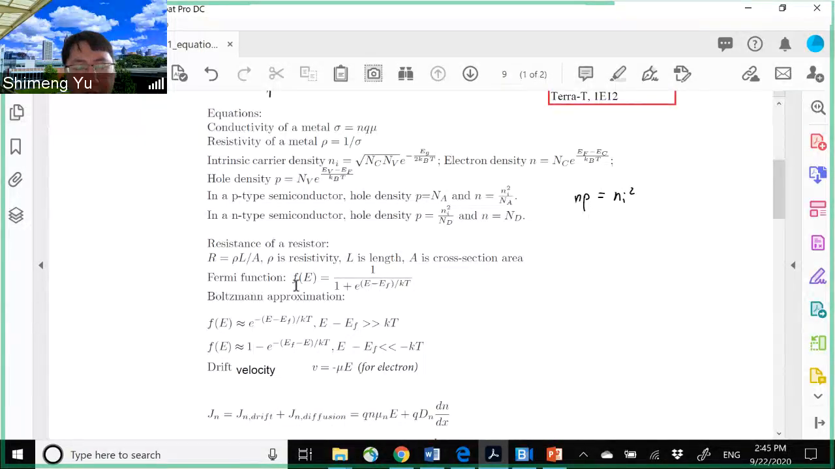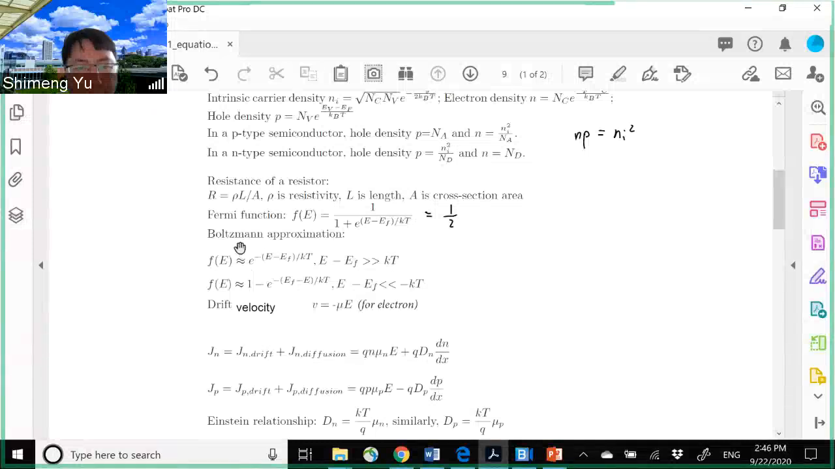And then the Fermi function. This tells you the probability to find the electron at a certain energy level E. If the energy is the same as the Fermi level, then this function becomes 1/2. So at the Fermi level, the probability is always 50%, because the Fermi level is a reference level. And then the Boltzmann approximation. If the energy is much higher than EF, for example in the conduction band, then you can approximate this Fermi function as this exponential decay function.